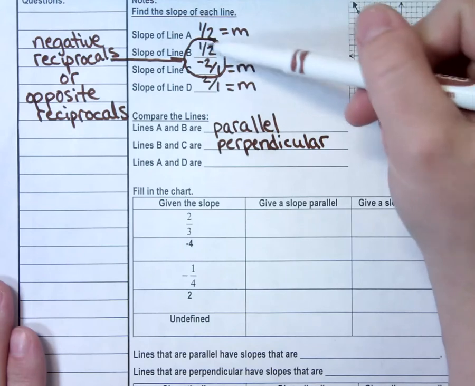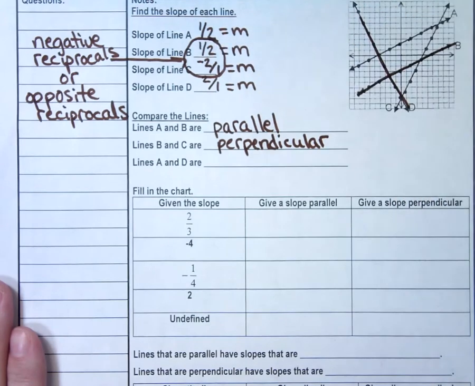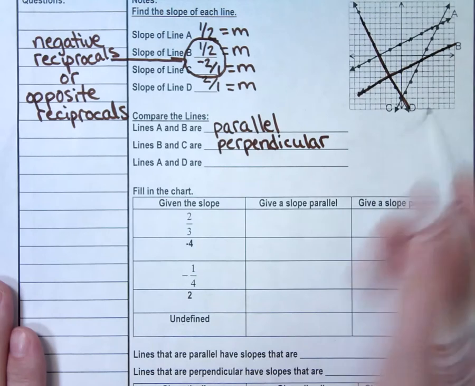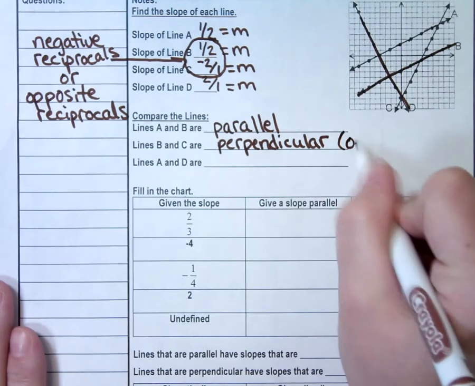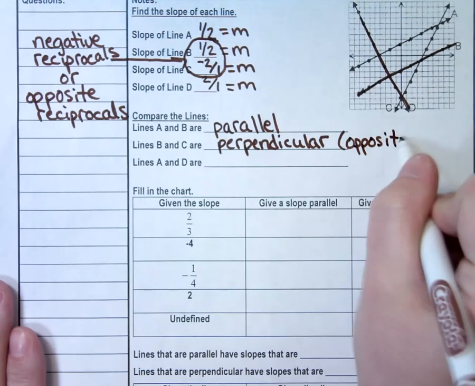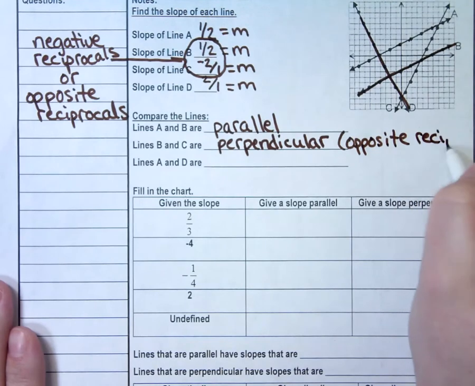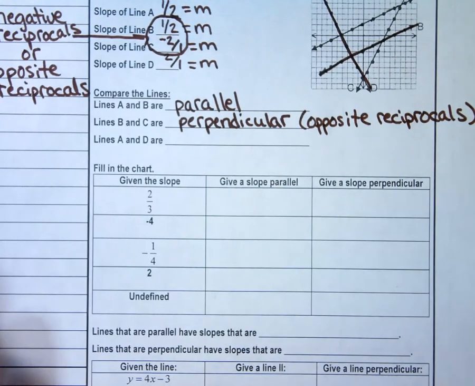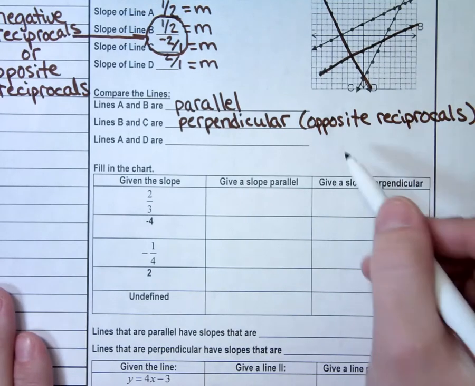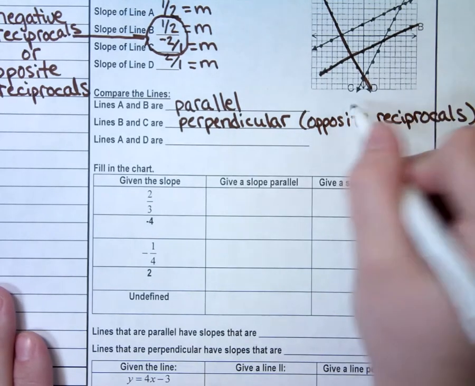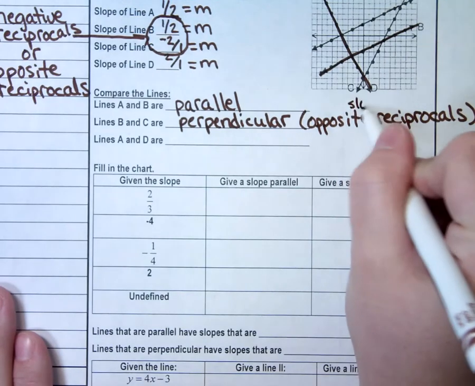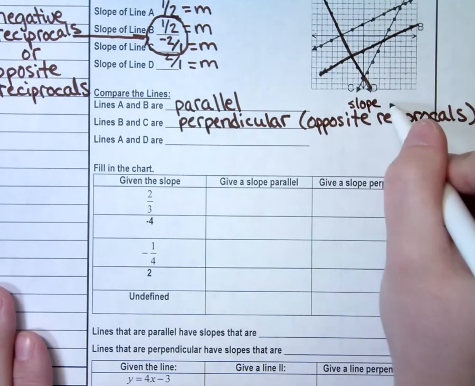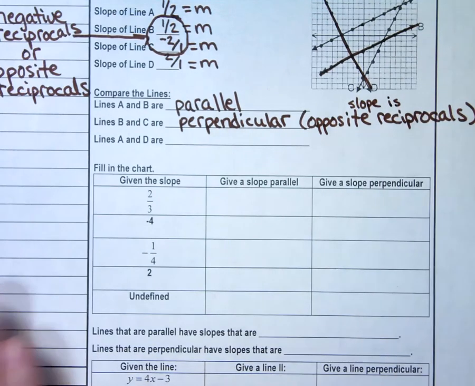So if your slopes are ever opposite reciprocals or negative reciprocals, that's when we get perpendicular lines. So I'm just going to use opposite reciprocals. I find that more students like that better than negative reciprocals. But I want you to know both. They're called opposite reciprocals and they're called negative reciprocals. And this is their slope. So slope is opposite reciprocals.